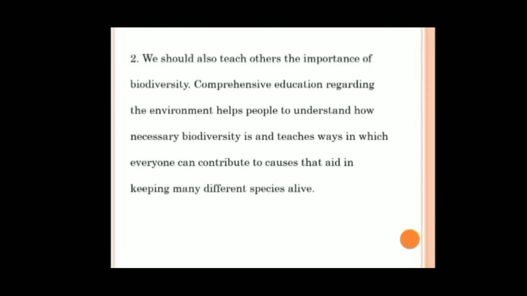We should also teach others the importance of biodiversity. Comprehensive education regarding the environment helps people to understand how necessary biodiversity is and teaches ways in which everyone can contribute to the process of keeping many different species alive.